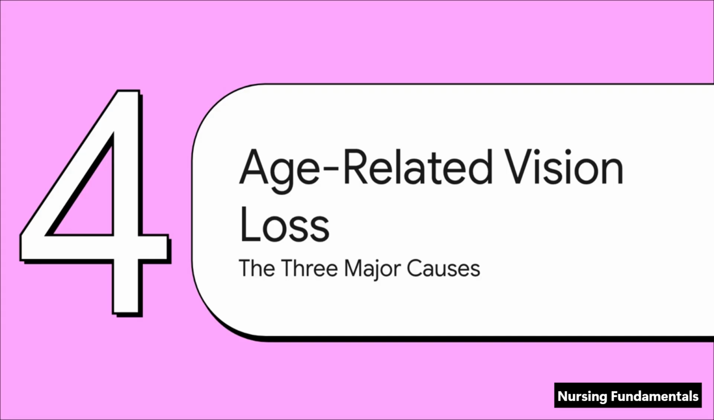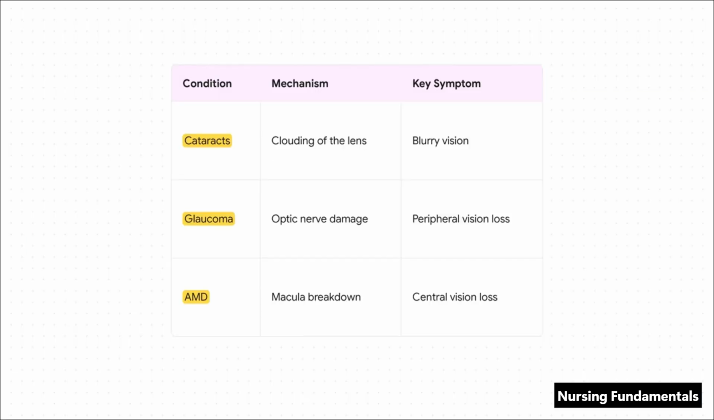Okay, but sometimes the changes aren't so harmless. Now we're going to shift gears and talk about the big 3 diseases that cause serious vision loss as people age. And trust me, you have to know the difference between these. It's a huge deal for your patients and, yep, for your exams too. This slide is gold. The key to telling these 3 apart is the type of vision they steal.